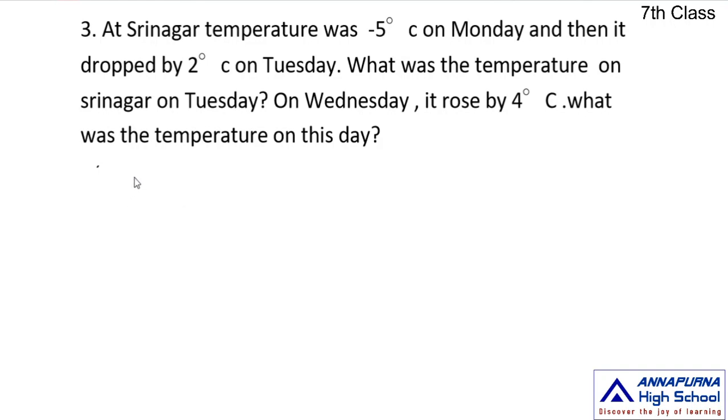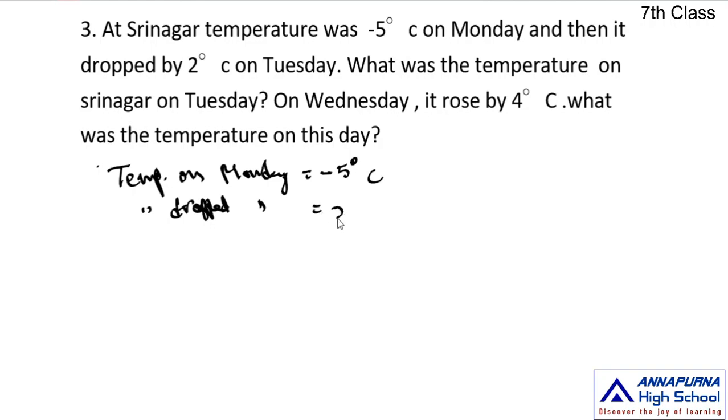Here first you write what is the temperature on Monday. So this is the solution. Temperature on Monday is minus 5 degrees centigrade. And then it dropped by 2 degrees centigrade. Temperature dropped on Monday is equal to 2 degrees centigrade. Here the question is, what was the temperature on Tuesday?